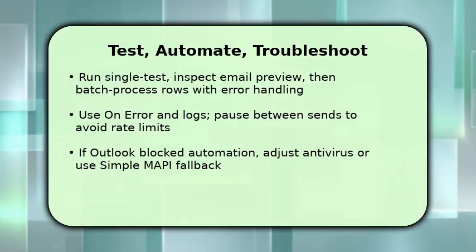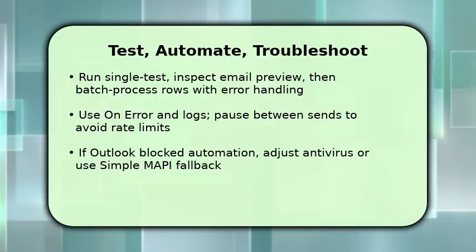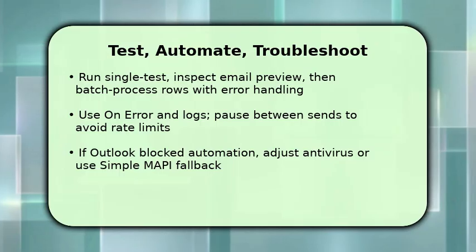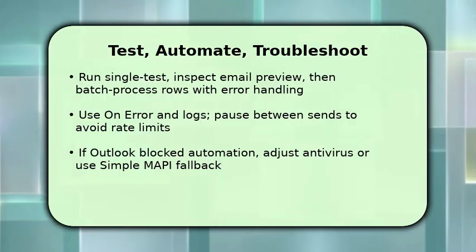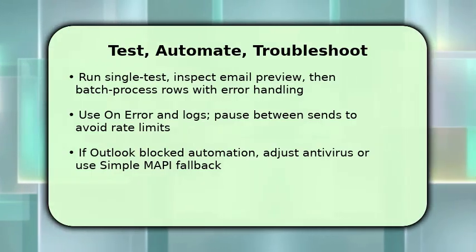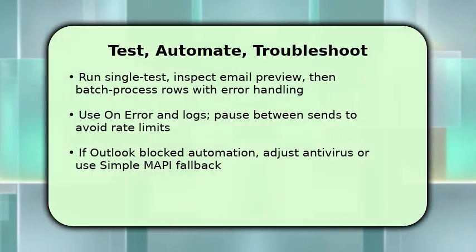Add basic error handling and write errors to a log sheet so you can retry failures. If Outlook blocks programmatic sends, make sure antivirus isn't interfering and consider switching to late binding or a simple MAPI fallback. Make sure recipients and attachments are correct before final send.